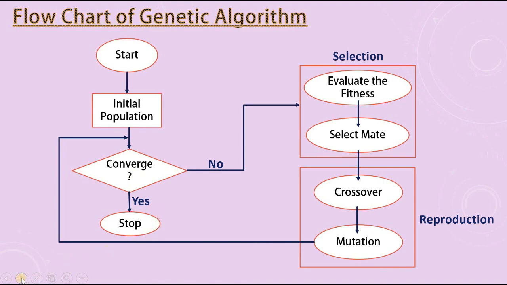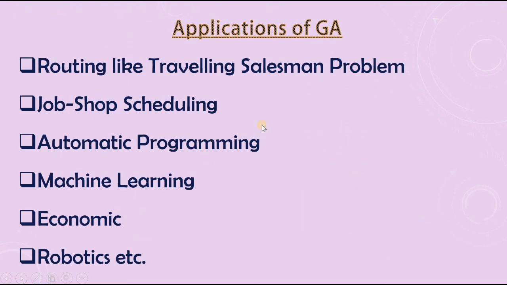Coming to the next slide, there are some applications of genetic algorithm, like routing, such as the traveling salesman problem. As we know, the traveling salesman problem has very high complexity. Second, job shop scheduling, automatic programming, machine learning, economics, robotics, etc. These are a few application areas where genetic algorithms are used.